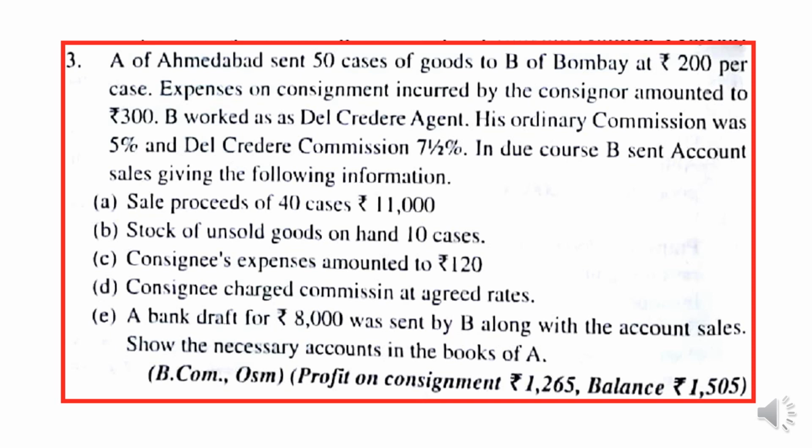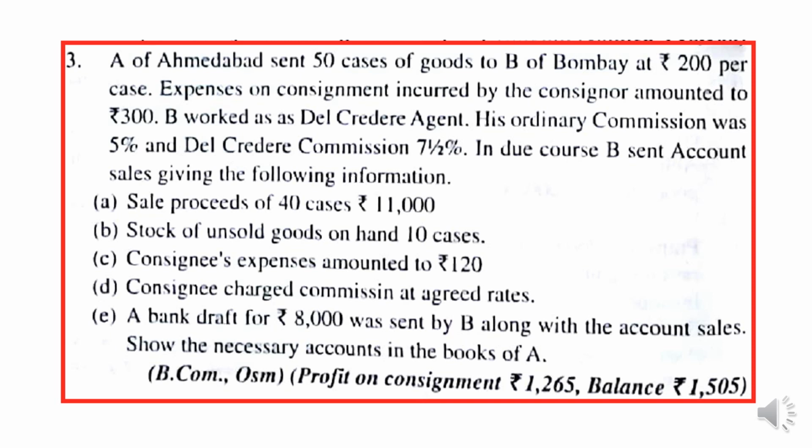In this question, A of Ahmedabad sent 50 cases of goods to B of Bombay at 200 per case. Expenses on consignment incurred by the consignor amounted to rupees 300. B worked as a del credere agent. A del credere agent refers to a consignee who is paid additional commission by the consignor. Why is additional commission given by the consignor to the consignee? To bear the risk of credit sales made by the consignee.